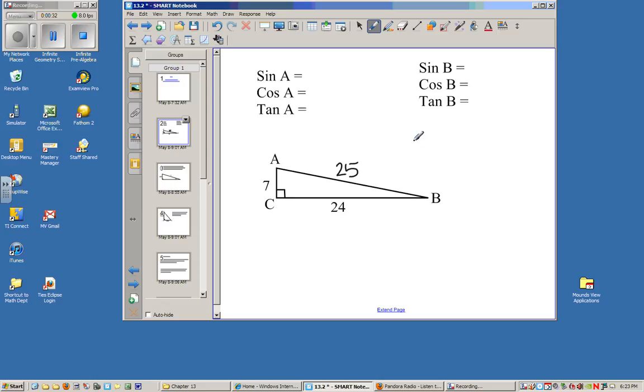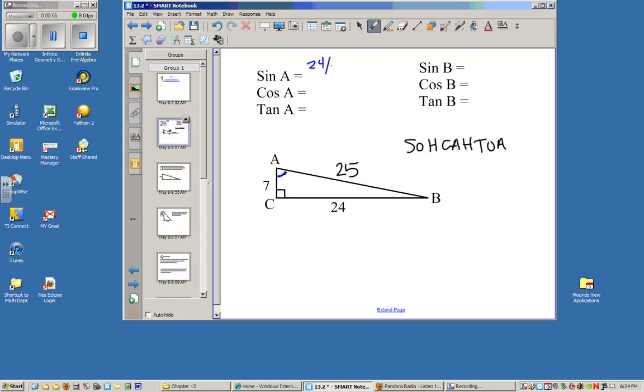So let's start by writing down our SOHCAHTOA as a reminder here, remembering that sine is opposite divided by hypotenuse, cosine is adjacent divided by hypotenuse, and tangent is opposite divided by adjacent. So let's start with angle A here. We've got our opposite side. It's going to be 24. It's the side opposite our angle, and 25 is our hypotenuse.